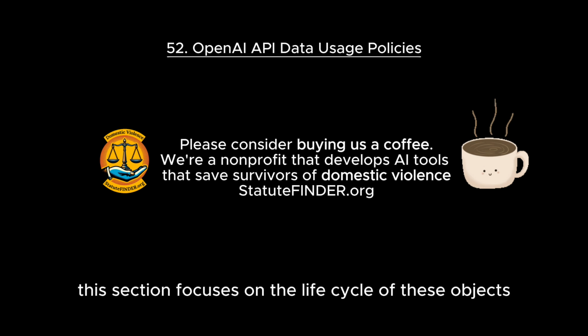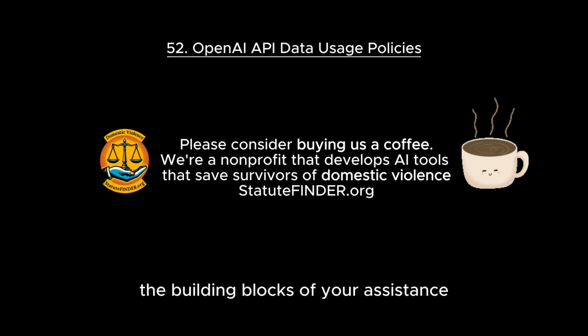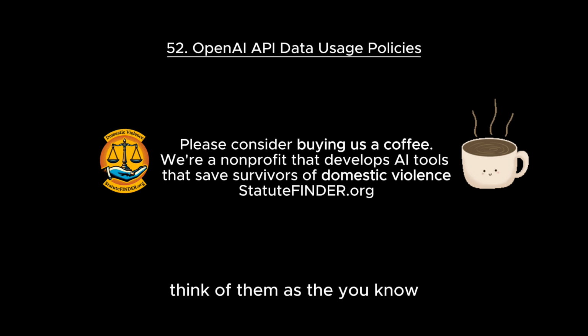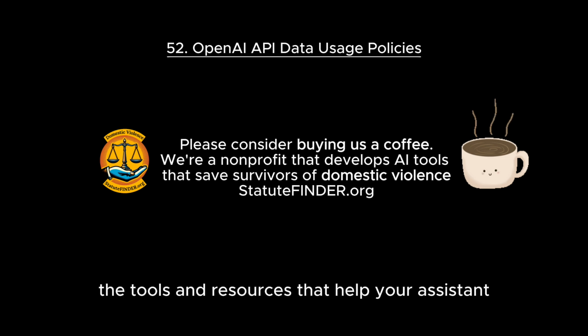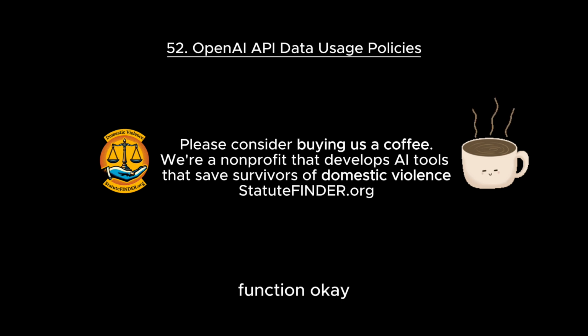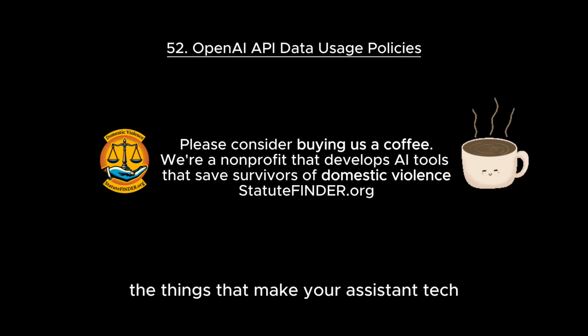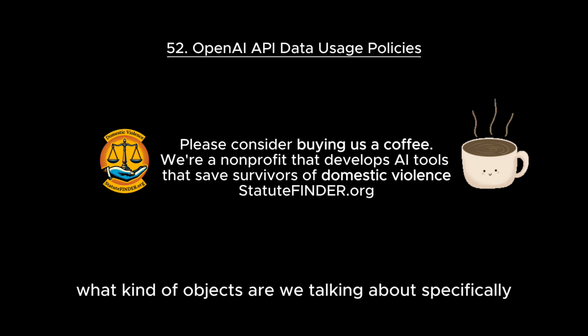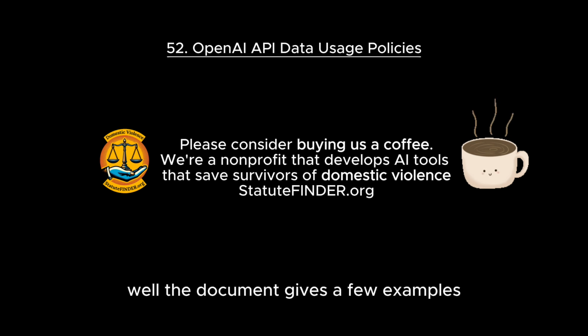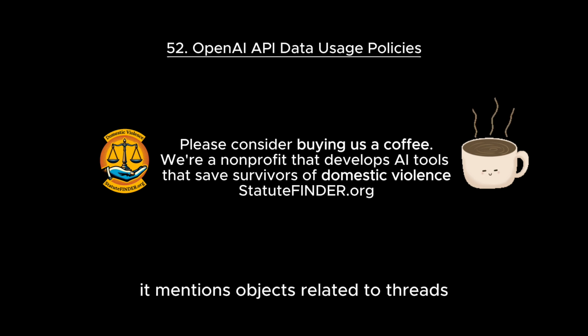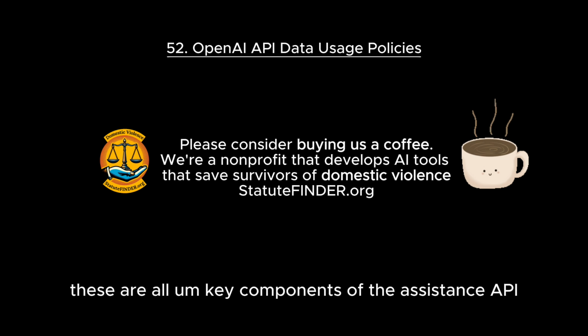Sounds good. This section focuses on the life cycle of these objects, which are essentially the building blocks of your assistance. Think of them as the tools and resources that help your assistant function. Okay, so we're talking about the things that make your assistant tick. What kind of objects are we talking about specifically? Well, the document gives a few examples. It mentions objects related to threads, messages, runs, and files. These are all key components of the Assistance API.